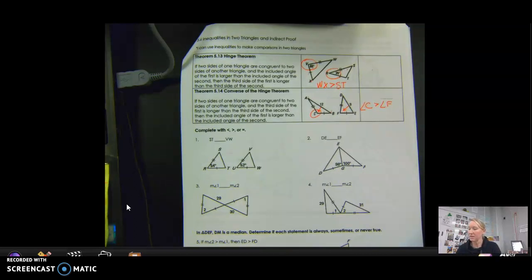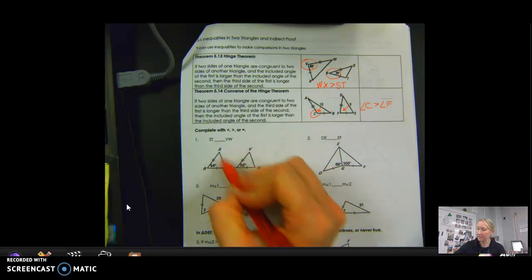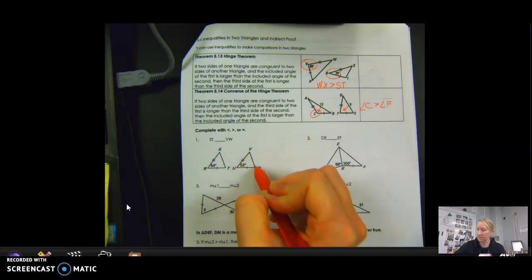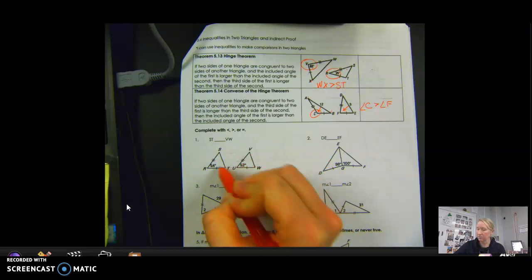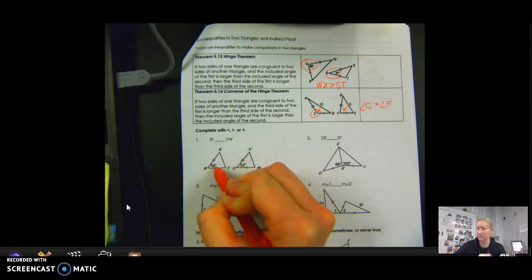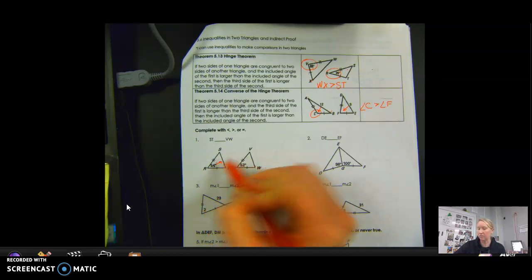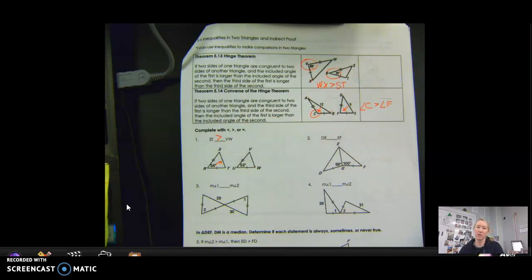So first one, complete with a less than, greater than, or equal to. So ST, this side, is what compared to VW, this side? We have two pairs of congruent sides. This angle and this angle are my included angles. This is 54 and this is 52. 54 is larger, so the side across from that will be larger. So ST will be larger. Go ahead and pause me and try 2, 3, and 4 on your own. When you're done, unpause me to check yourself.